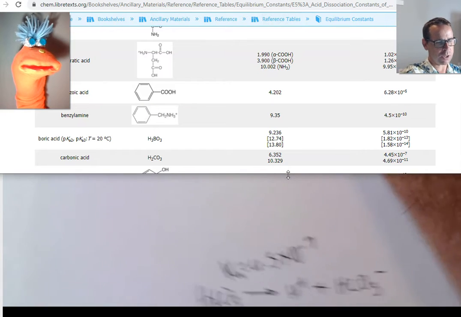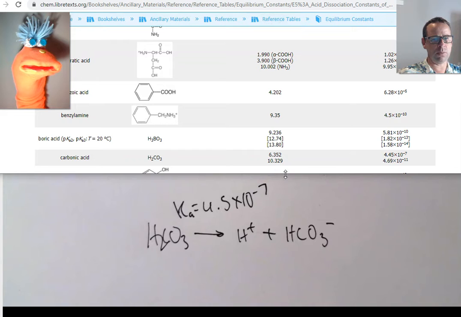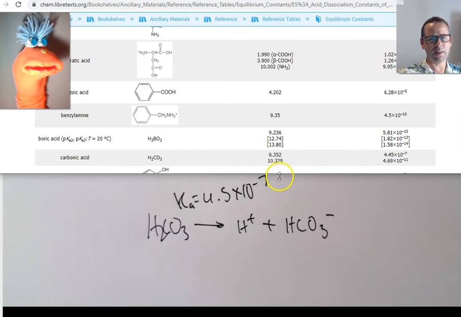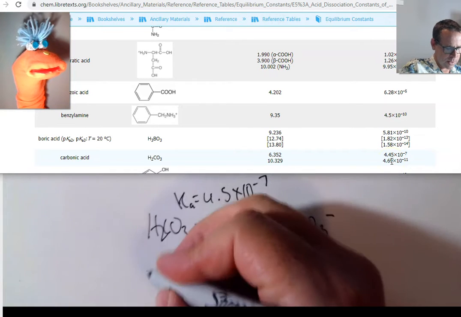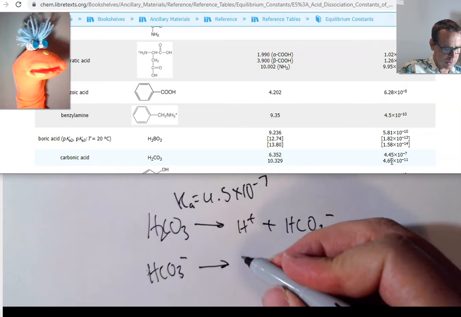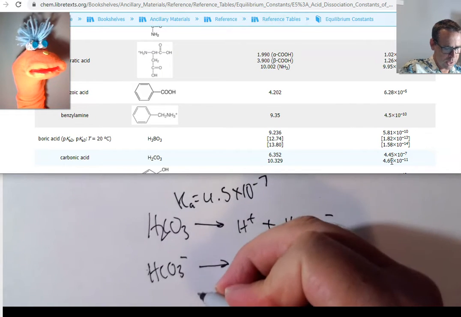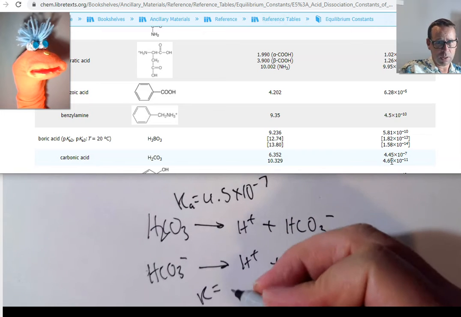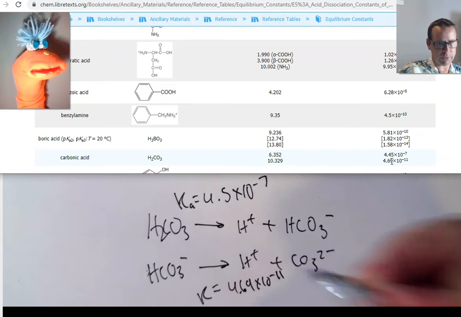Okay, the K for that reaction is 4.5 times 10 to the minus 7. All right, now, what is the other one that they give us? 4.69 times 10 to the minus 11. That must be the second one. That's right. That's this HCO3 minus losing another proton to form CO3 2 minus. And the K for this reaction is the 4.69 times 10 to the minus 11.